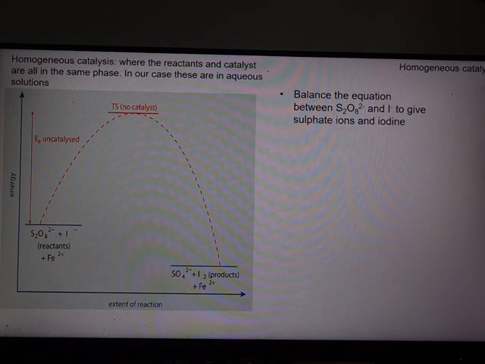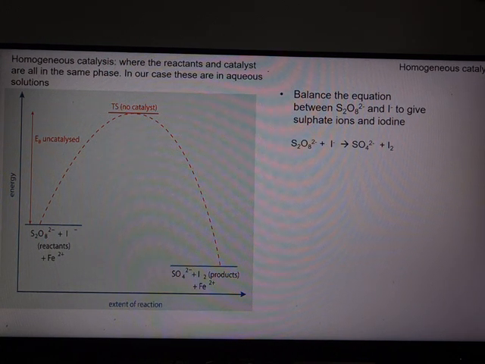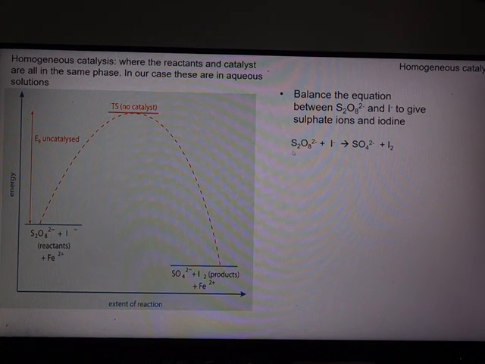So what I want you to do is to write the balanced equation between the thiosulfate and iodide. So first of all, we need to know what happens to thiosulfate and what happens to iodide. Thiosulfate becomes sulfate and iodide becomes iodine.